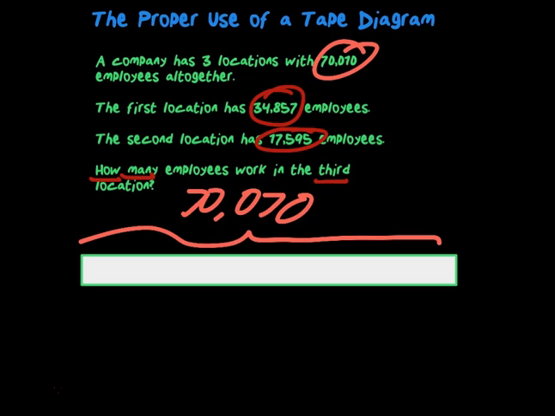So you have a total for the 3 locations of 70,070. That's what you see in the tape diagram as your total. You have parts of that total. And then you're going to be asked to solve for the unknown. The unknown is how many employees work in the third location.